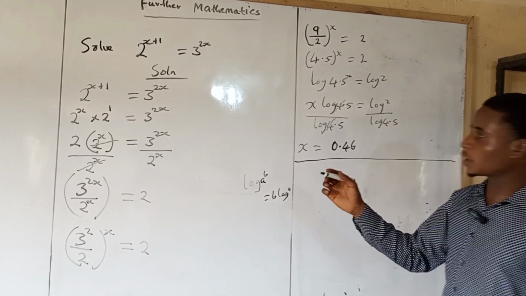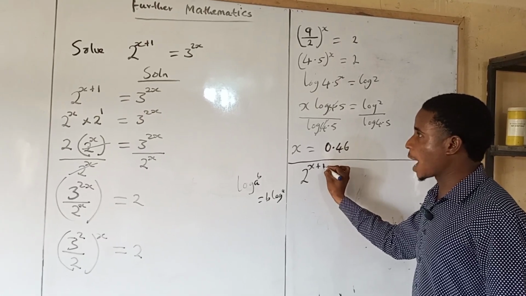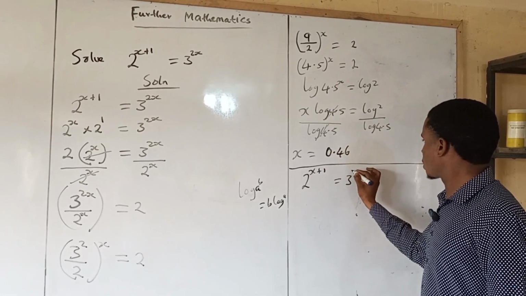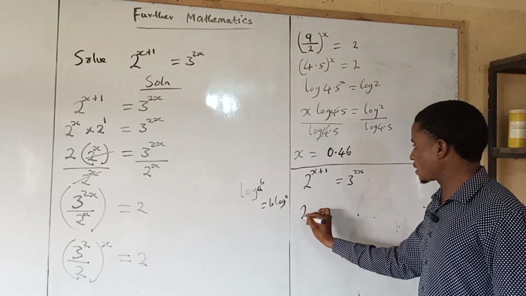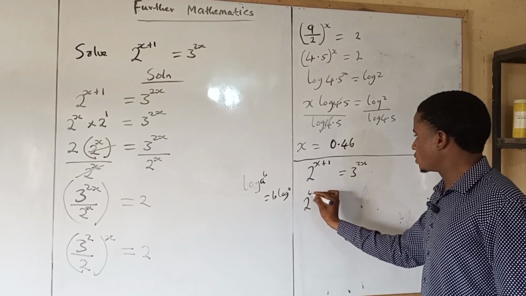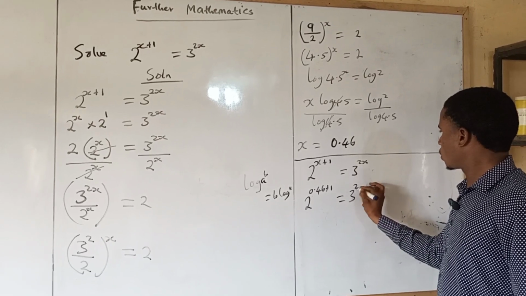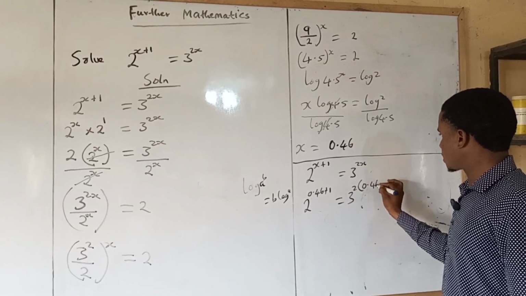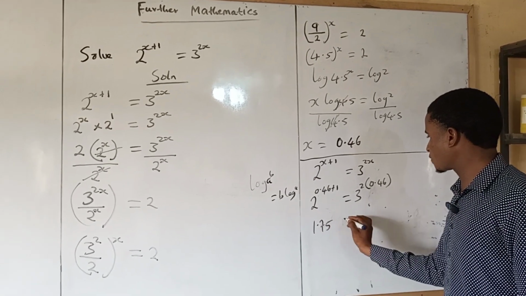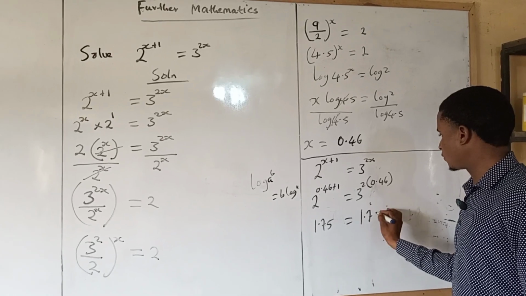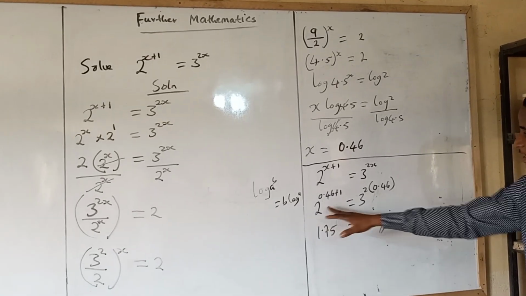Now to check your result, if it is correct, recall that 2^(x+1) is equal to 3 raised to the power of 2x. x is 0.46. Insert it into it. When you solve this, you are going to have 1.75, approximately. So at this point, we have been able to prove that this is equal to this.